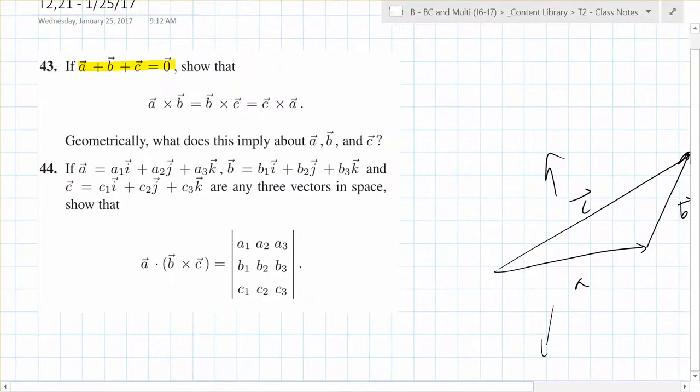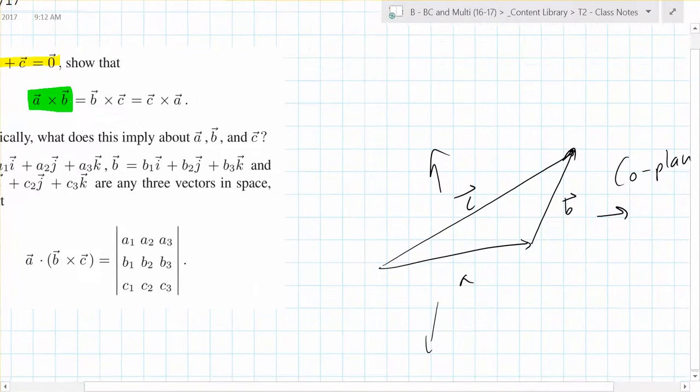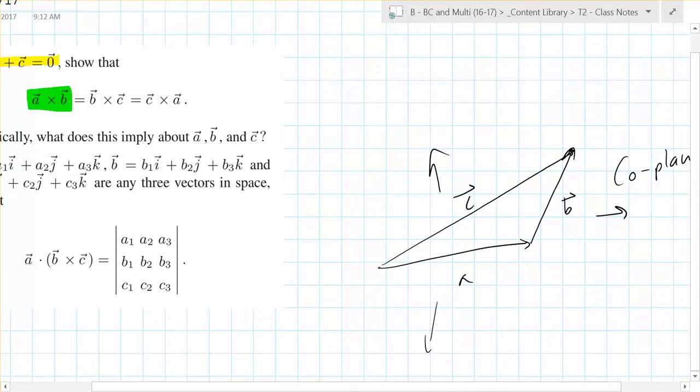What does it mean? What does A cross B mean? Can someone just tell me, what does A cross B mean? What is that in relation to A and B? It's the cross product, but what does it mean geometrically and algebraically? Magnitude of A times magnitude of B sine theta. So is it a scalar? Is it a vector? It's a vector perpendicular to the parallelogram formed by A and B, right?